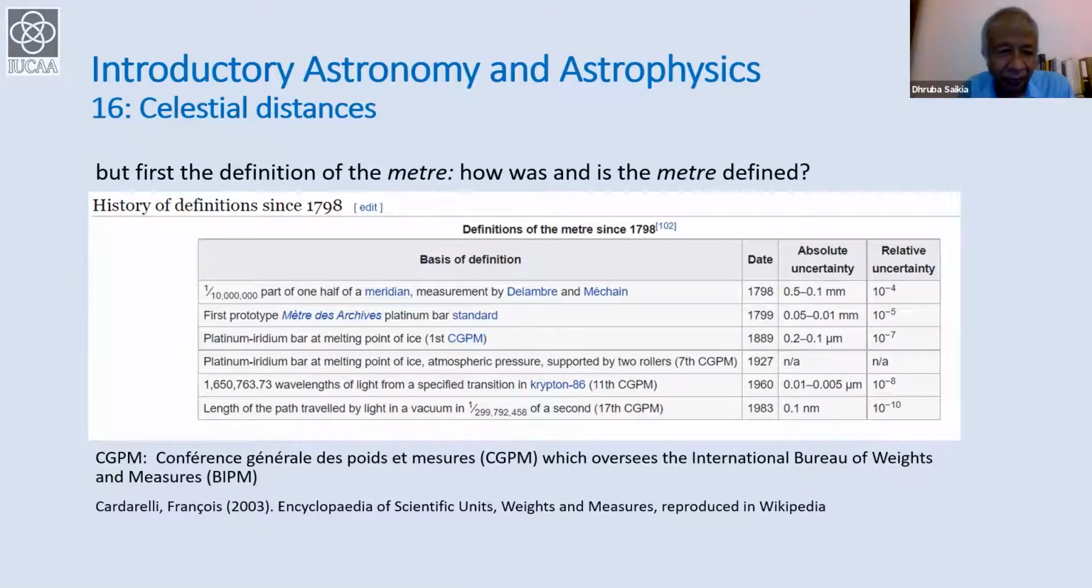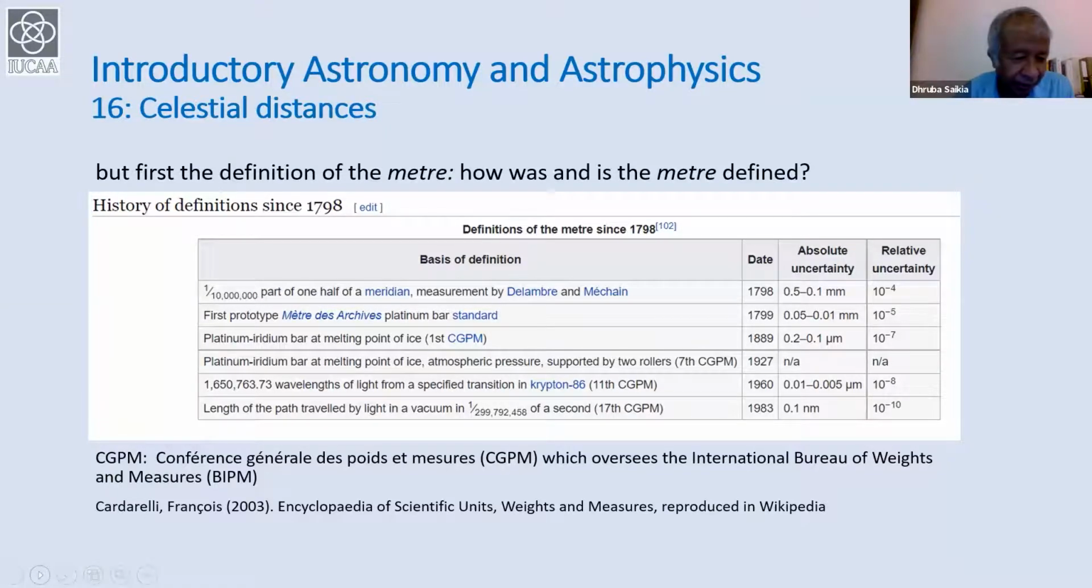But it soon evolved into making a prototype, a platinum bar, and later iridium was added to make it a bit stronger. Then we moved on to defining it in terms of a specified transition of krypton. This was as early as the 1960s. And today, as you all mentioned, the length of the path traveled by light in vacuum in a fraction of a second is what is referred to as the meter.